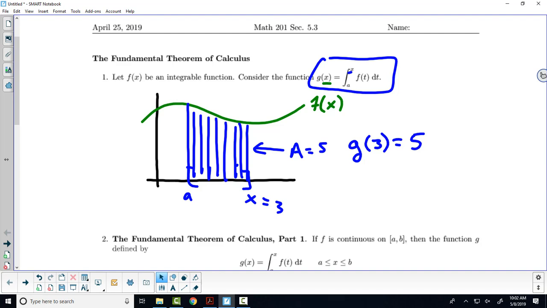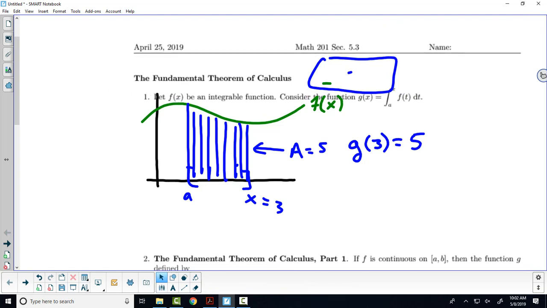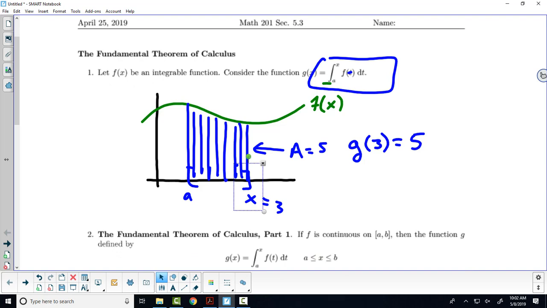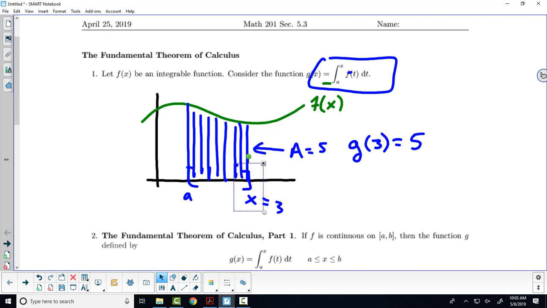So if I were to slide x, let's see if I can even do this. I might even be able to do this. Let's see if I can. No. Let's see here. Yeah, that'll work. If I. Oh, no. So now if I take and I slide x. There we go.